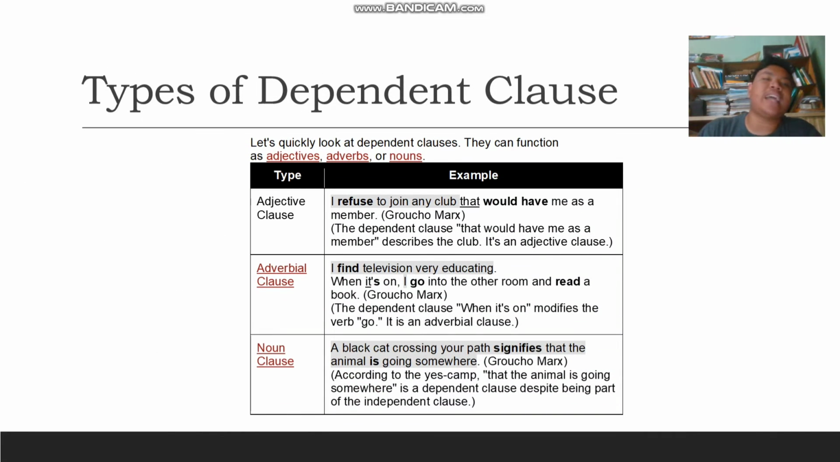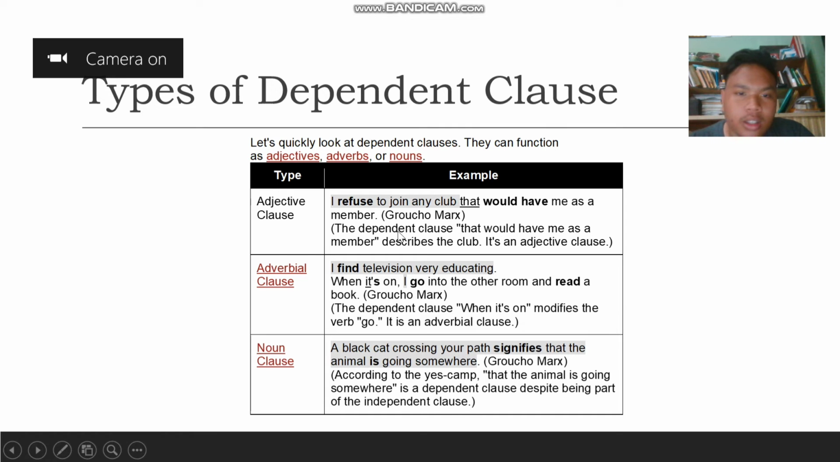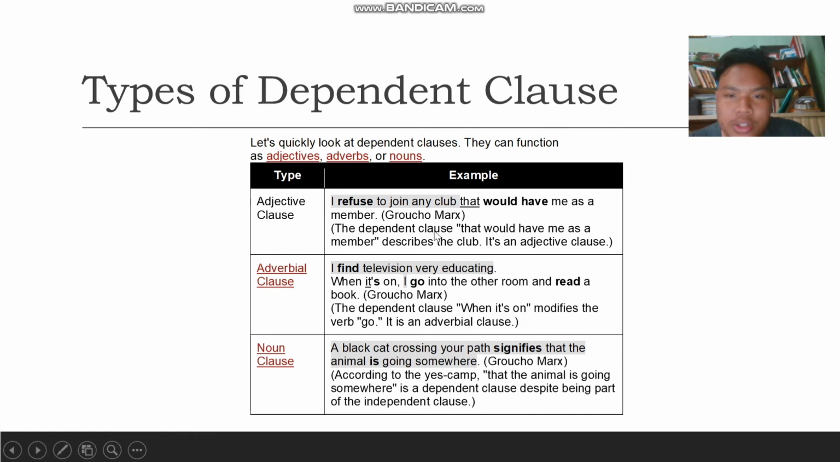So there are types of dependent clause. Let's quickly look at dependent clauses. They can function as adjectives, adverbs, or nouns. Adjective clause type. As an example: I refuse to join any club that would have me as a member. It tells us the dependent clause that would have me as a member describes the club, so it is an adjective clause.